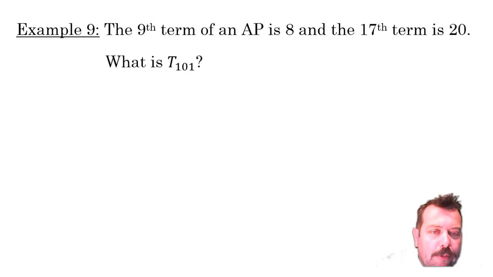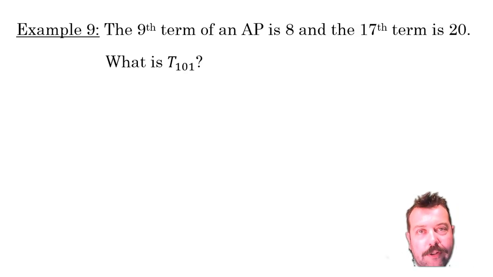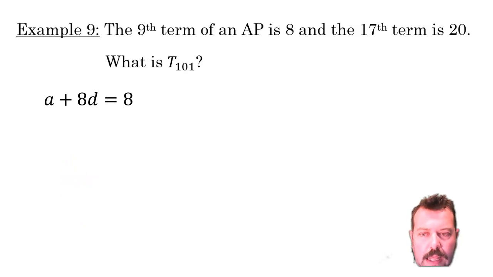Well, the 9th term equals 8, and also the 9th term of an AP equals A plus n minus 1 times D. So we could say that A plus 8D equals 8. I don't know what A or D are, but I did know what n was. So for the 9th term, n equals 9, so I can put that much into the formula. I know that T9 equals 8. I know that n equals 9, so n minus 1 equals 8.